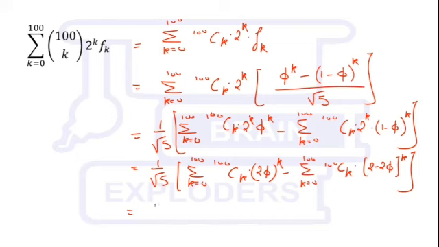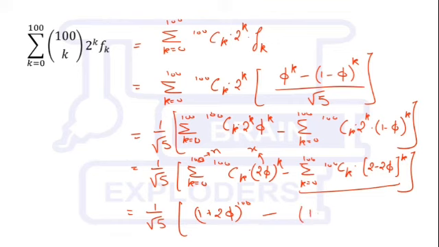Now we know, as we have just discussed, the expansion of (1 plus x) raised to the power n. Here you can see that in place of n we have 100, and in place of x we have 2 phi. So we can write it as (1 plus 2 phi) raised to the power 100, and here also we can write it as (1 plus 2 minus 2 phi) raised to the power 100.